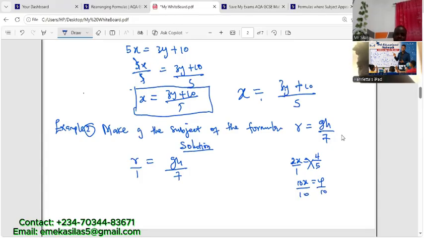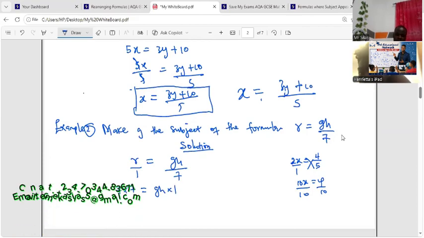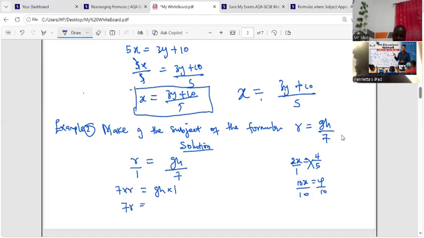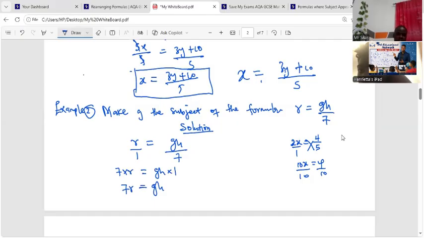So that's what we're going to do here. You cross multiply. You have 7 times r equal to 1 times gh. 7 times r will give us 7r. You agree, right? And then 1 times gh will still give us gh. Then what do we do next?